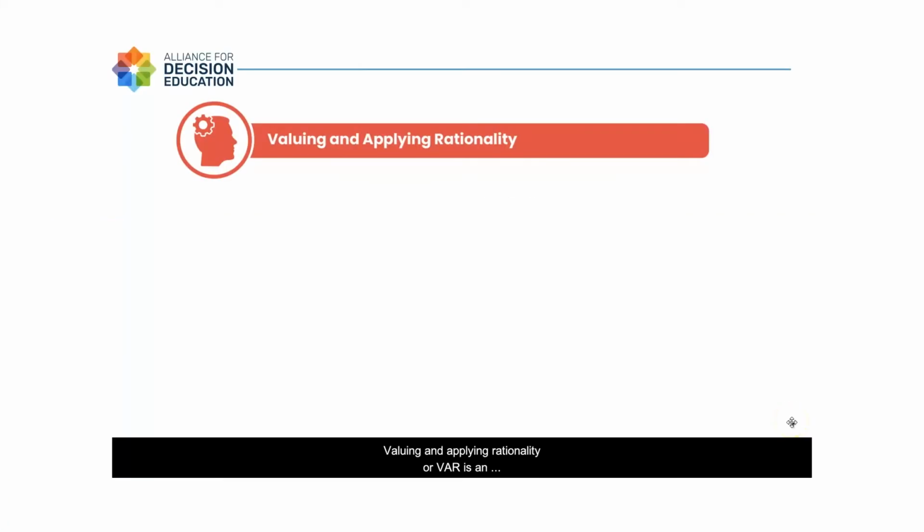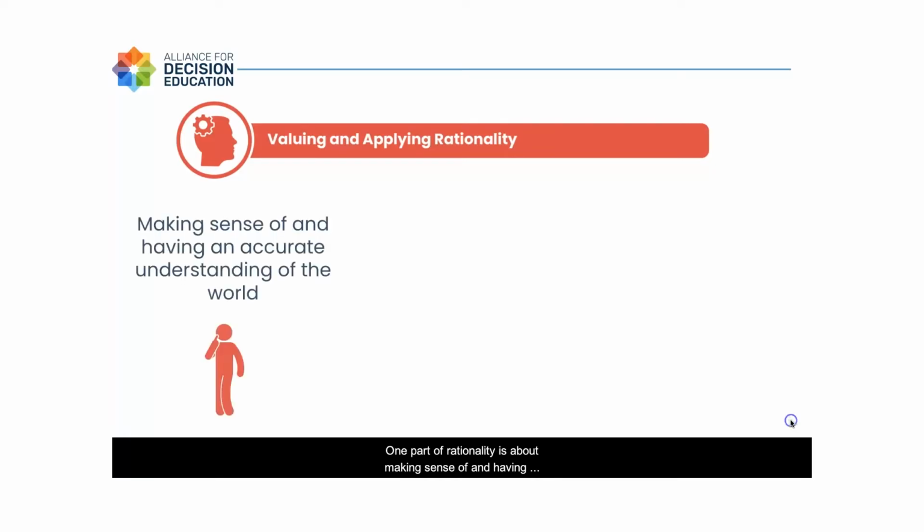Valuing and applying rationality, or VAR, is an integral facet of skillful decision making. One part of rationality is about making sense of and having an accurate understanding of the world. Through practicing dispositions such as active open-mindedness, intellectual humility, and truth seeking, we can get better at uncovering and getting closer to what is true about the world and what to do about it.